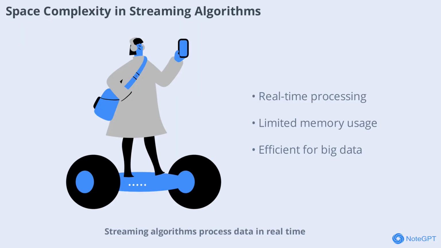Streaming algorithms process data in real time, often with strict memory constraints. They use clever techniques to summarize or approximate results using limited space, sometimes as little as O(1) or O(log n). These algorithms are essential for handling large-scale data streams efficiently.